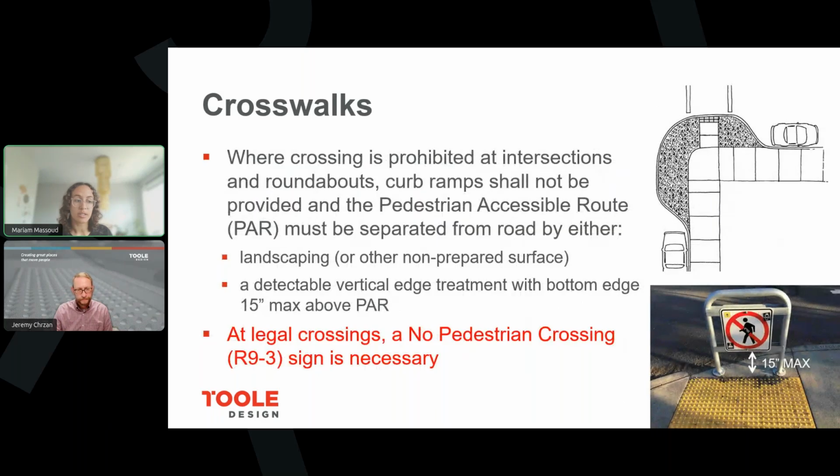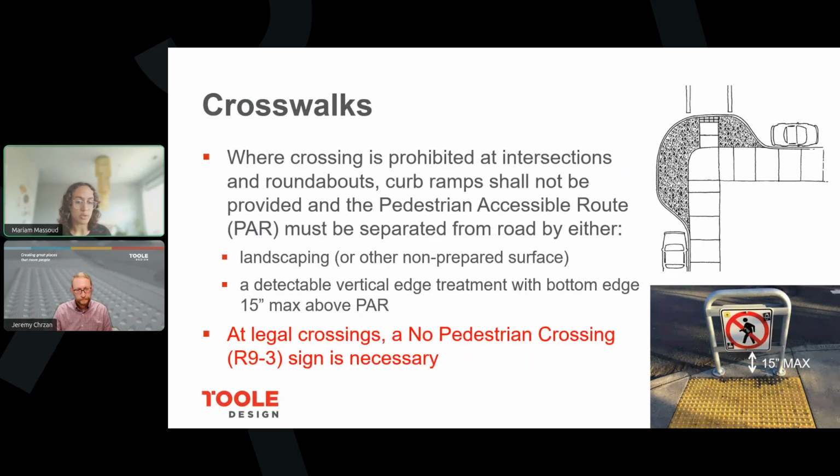If there is actually no legal crossing, then you are not allowed to have curb ramps there. So this might happen at some intersections where crossing is prohibited. And in that case, there are certain things you have to do to make that detectable to someone with a vision impairment. So the easiest thing to do is to have landscaping or grass or some other kind of non-walkable area that separates the sidewalk or the pedestrian access route from the street. That way someone who is blind or has low vision can detect that the sidewalk doesn't continue and that this is not a crossing.